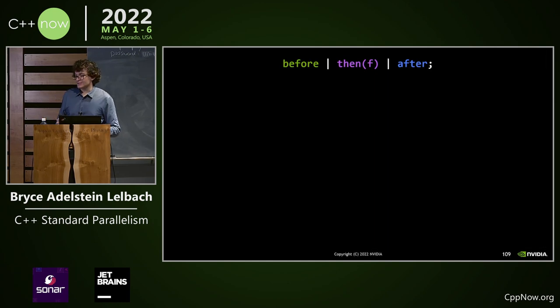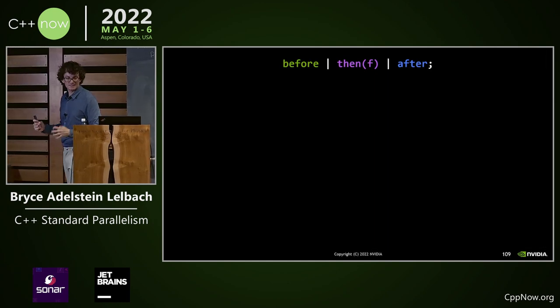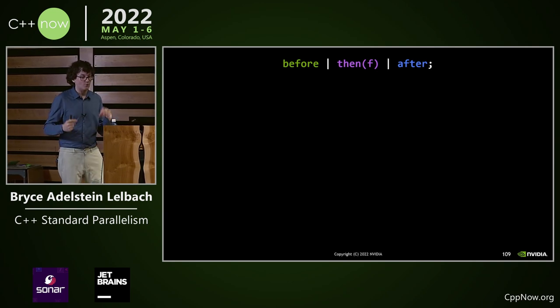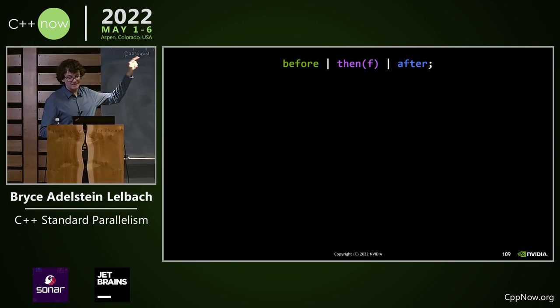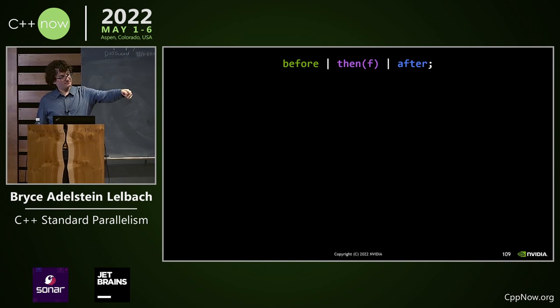Okay. So now I'm going to show you an example of the details of how sender graphs actually get formed. So let's suppose we have a single link. Yeah, question, go ahead.